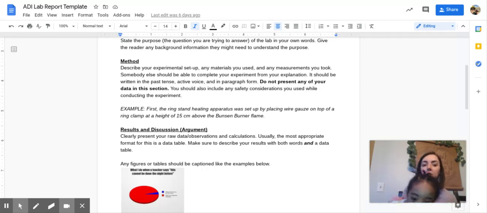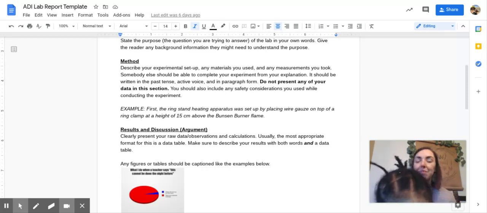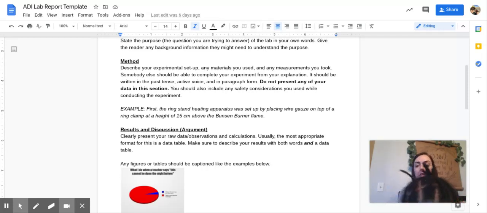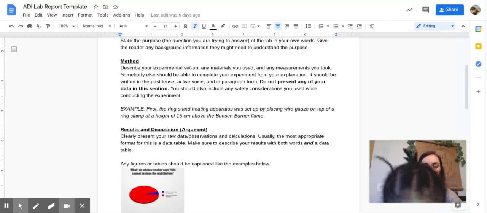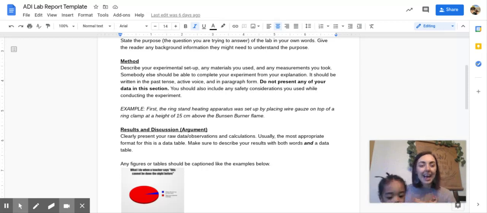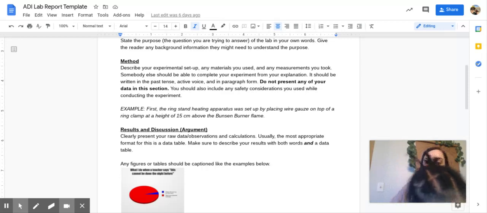So you would say, first we filled our trough 3/4 of the way full of water. Then we filled our graduated cylinder all the way full and we flipped it into the trough so that there were no air bubbles in the cylinder. Something like that. So you're just going to be very, very detailed so that somebody else could do the experiment along with you. And a diagram here would be really helpful, especially with the graduated cylinder.